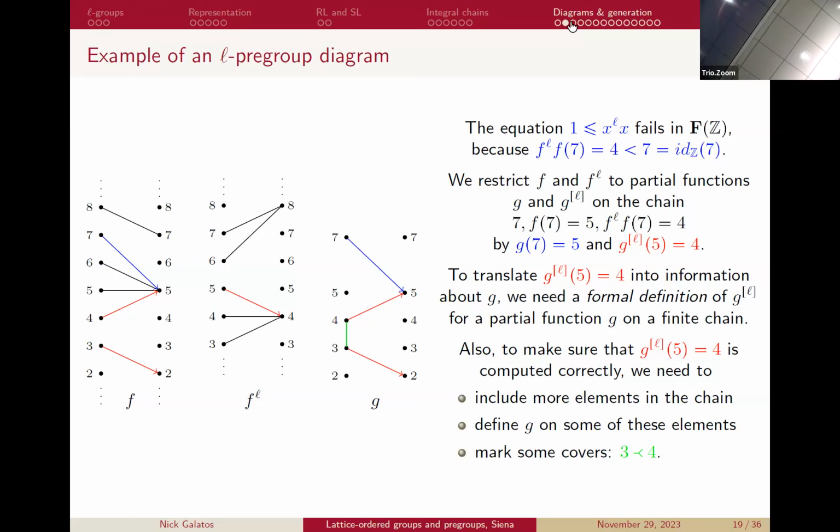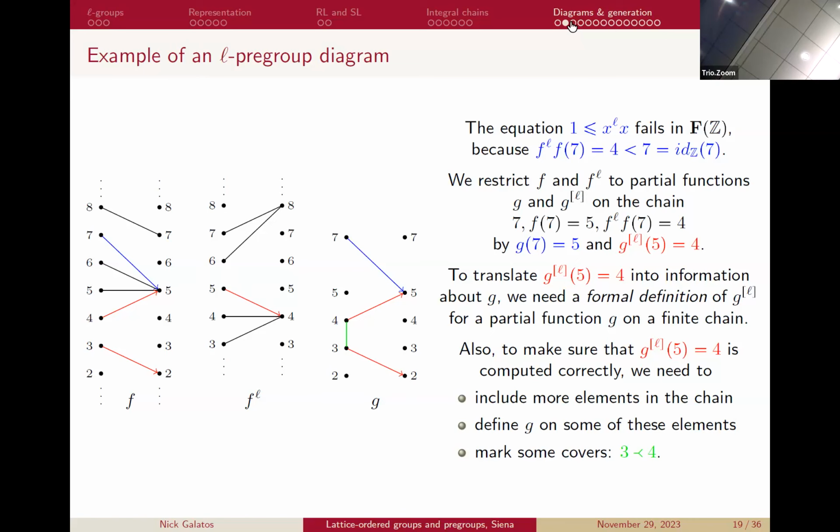If I just prescribe that this is fl, who knows if there is an F, let alone this F that has that as the FL, and so on. So I have to translate this red line into information about F. Not about F, actually, but about the restriction of F to some finite set that I'm calling G, to be precise, because G is just the restriction of F to a suitable finite thing.